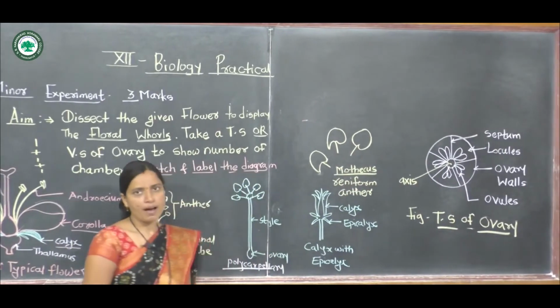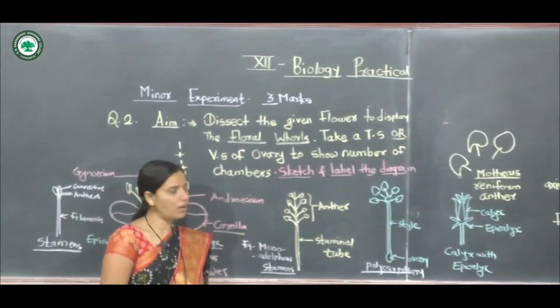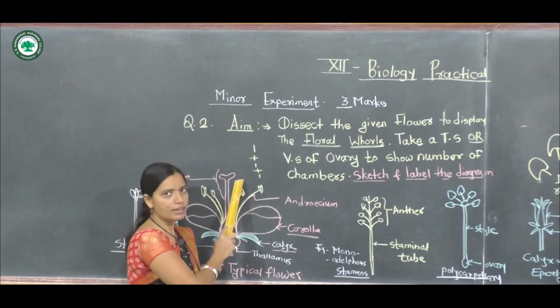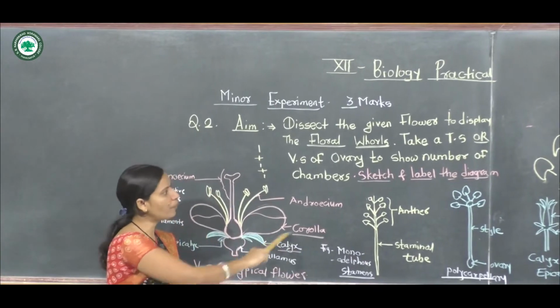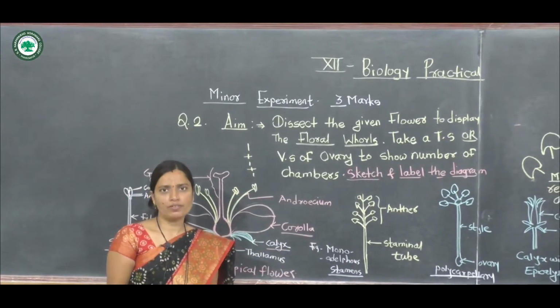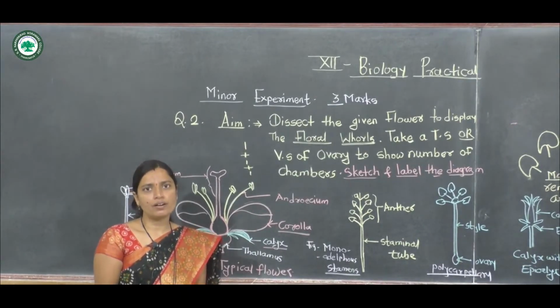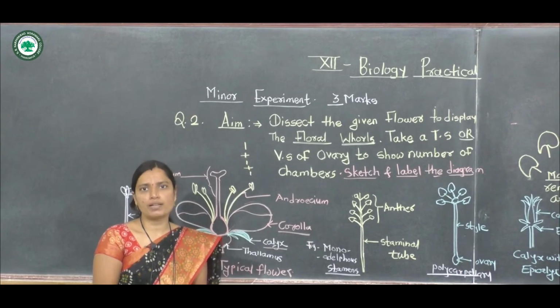Now the next part: these are the four whorls of the flower, calyx, corolla, androecium and gynoecium. This dissected flower with its four parts is worth 1 mark in this practical.